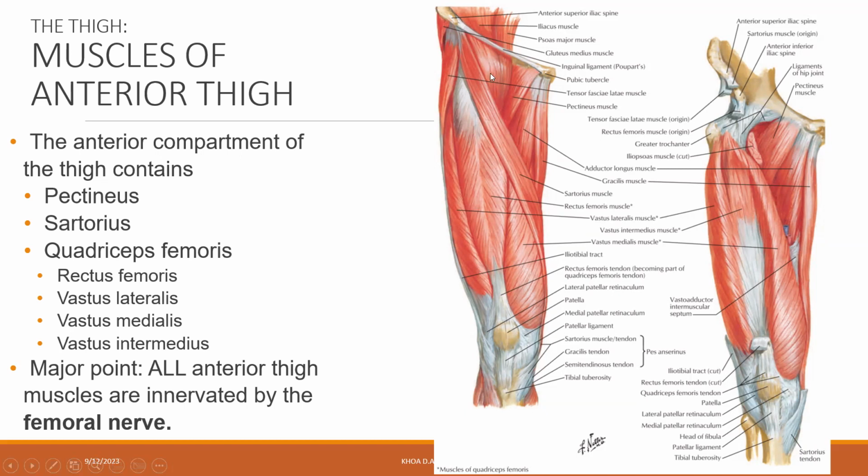And this muscle here, the iliopsoas, is important because it is the prime flexor of the thigh. Okay, the thigh is flexed at the hip joint because of the fact that the iliopsoas contracts alongside with some other muscles that help it in this motion. Now, a major point that you have to remember is that all anterior thigh muscles are going to be innervated by which nerve that we have just learned? The femoral nerve. Very good.